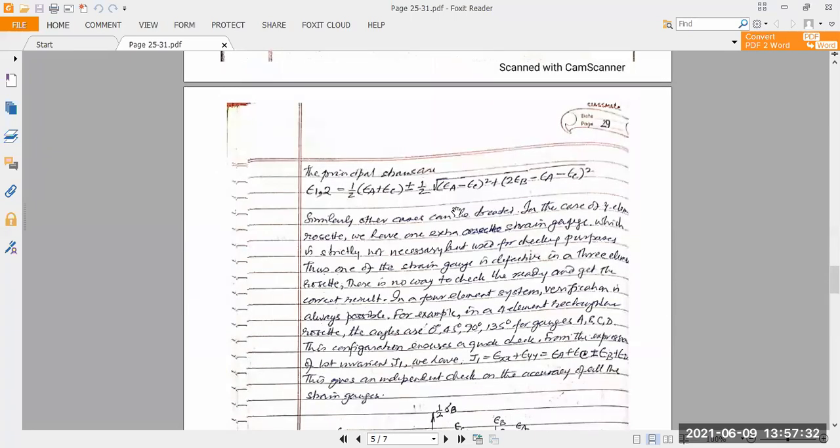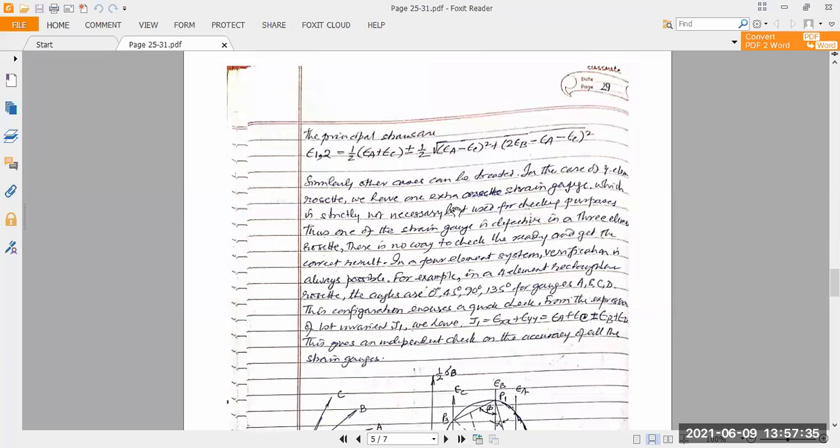Now, similarly, other cases can be created. In the case of an element rosette, just 1 second, no, four element rosette. We can have a 3 element rosette, and sometimes you see in the earlier example that we can have a 4 element rosette. But what exactly are we supposed to do with the additional element, because we need only 3 strains? We have 1 extra strain gauge here as the fourth gauge, which is strictly not necessary, but we can use it for checking purposes, to see whether one of the strain gauges in a 3 element rosette is effective or not.